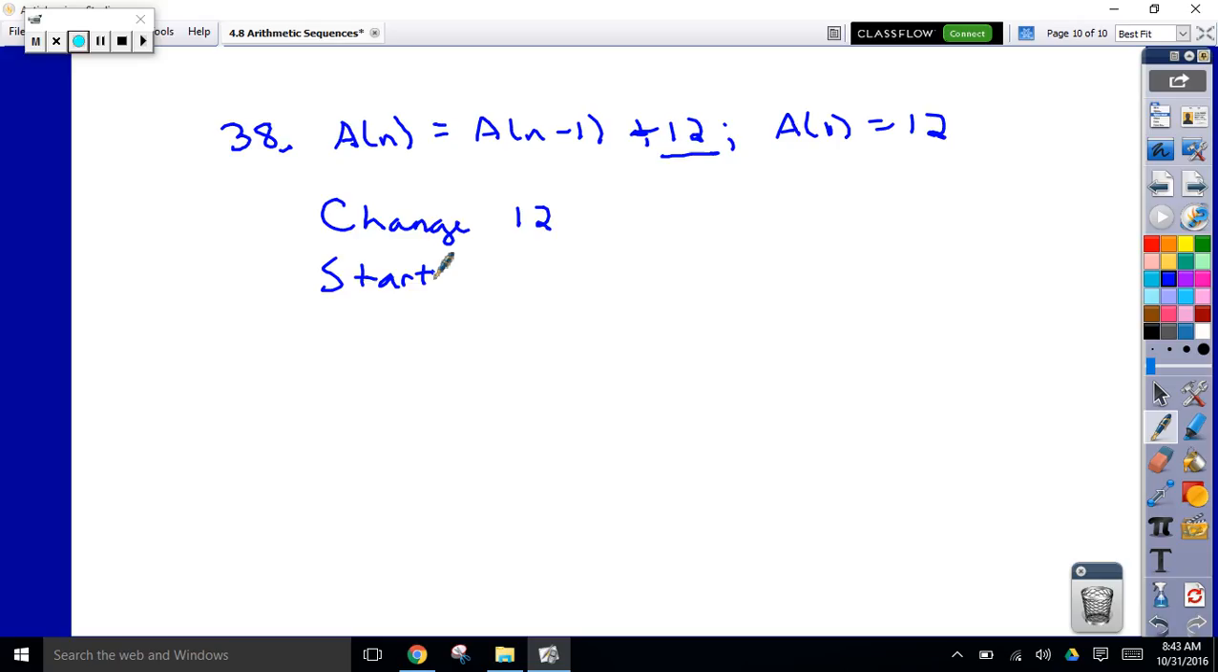Athena? It would be 0, because a of 1 is 12. We know we're going up by 12, so to find a of 0, we have to subtract 12, and we get 0. So our start is 0. So our explicit formula would then be a of n equals 12n.